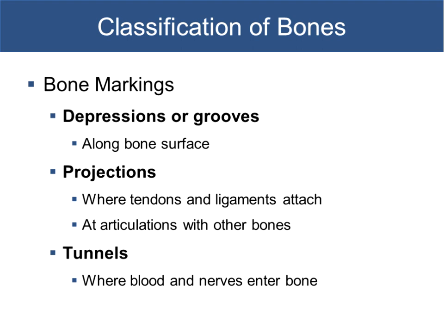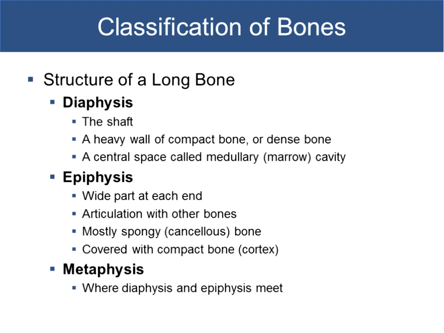Foramens are sort of tunnels where blood and nerves enter the bone. So these are different markings. Depressions, projections, and tunnels, these are all markings that we would find on the bone itself.